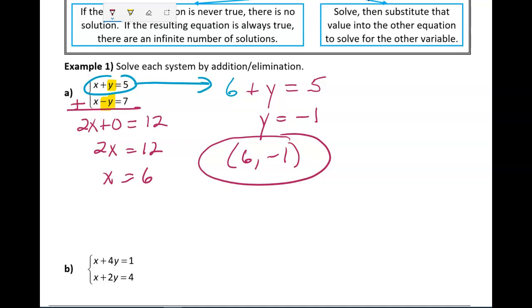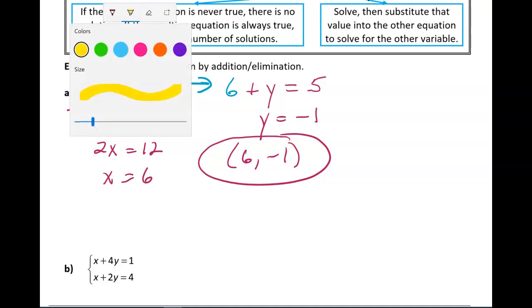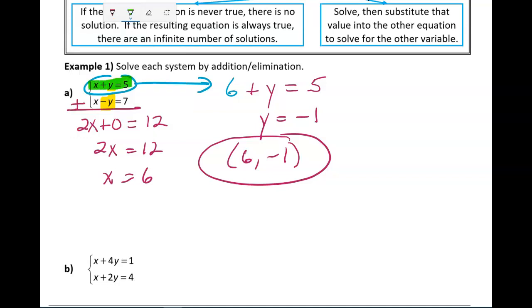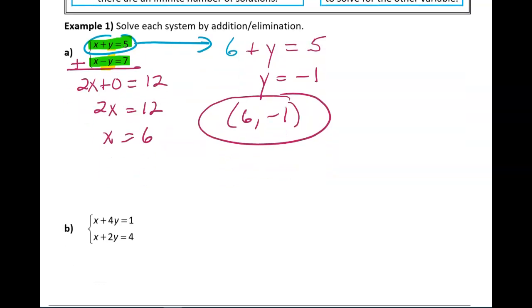All right, let's check our solution. In the first equation, x plus y equals 5. That's true, 6 plus -1 is 5. In the second equation, x minus -1, or 6 minus -1, is 7. That also checks. All right, that's probably the easiest type. It's already set up for you.